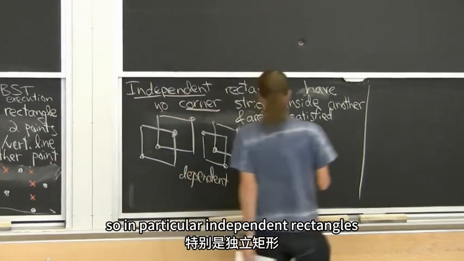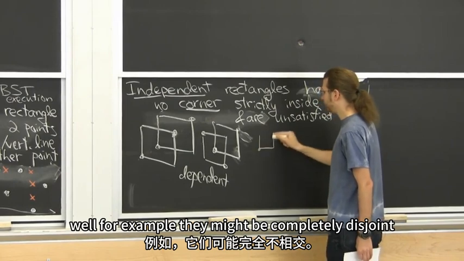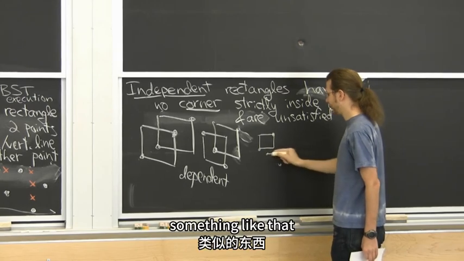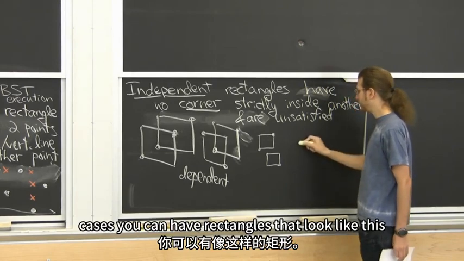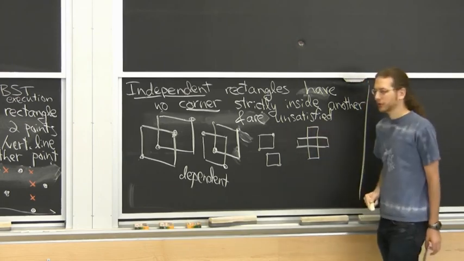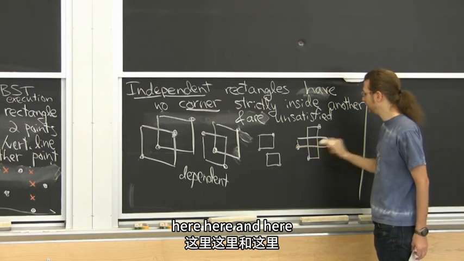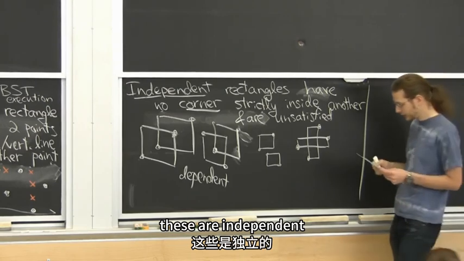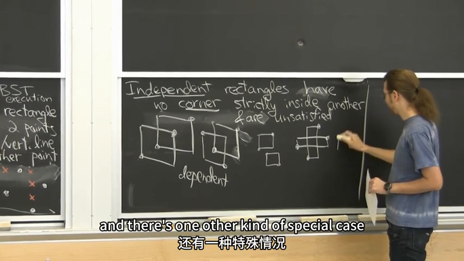And so, in particular, independent rectangles, well, for example, they might be completely disjoint. Those are going to be independent. Something like that, it's independent. But there's some other cases where you can have rectangles that look like this. It doesn't matter where the points are, maybe here, here, here, and here, or the other way. These are independent.